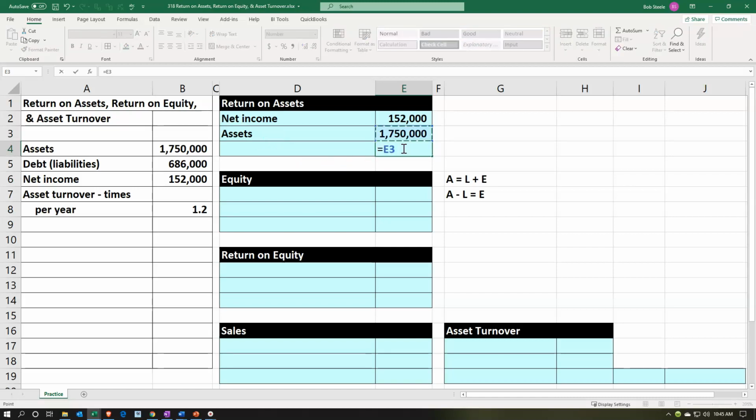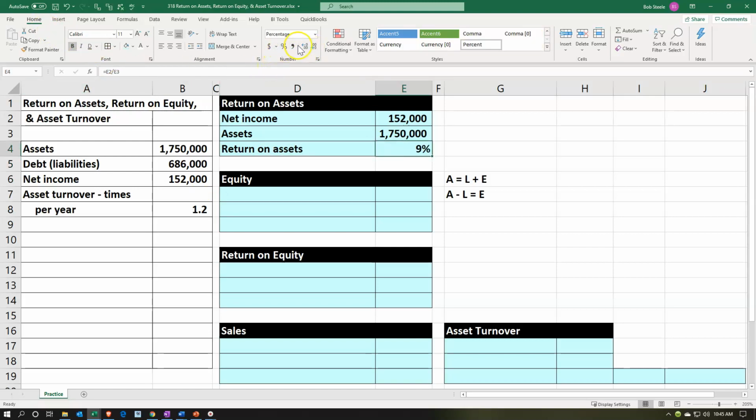We're going to divide that out. 152 divided by the 1,750,000. That's going to be our return on assets. So return on assets. Okay, and let's do some formatting here. We're going to make this a percent, home tab, numbers, percent. We'll add some decimals. We'll underline it. Notice you could add more decimals here, but we'll typically round it to 2 decimals out.